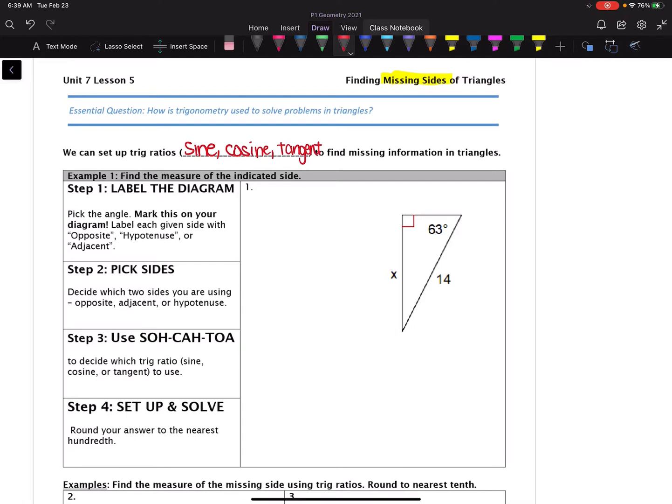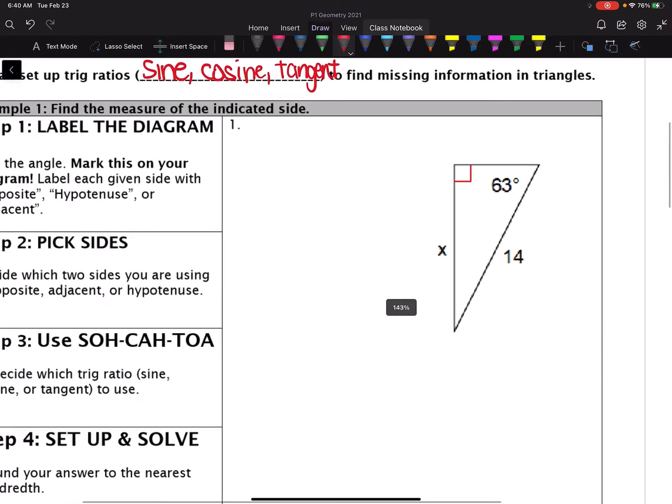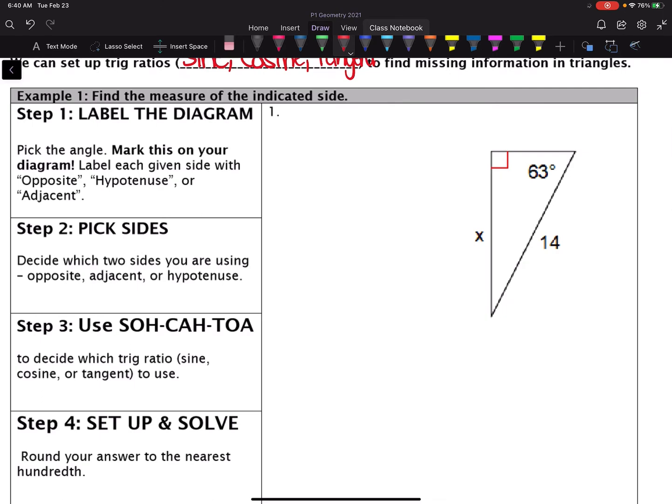So we've got four main steps here when we're given a triangle with some missing side lengths that we want to find. Our first step is always to label our diagram, which means that we want to mark off the angle that we are going to use, as well as those opposite, hypotenuse, and adjacent sides. So in my example here, I've got a triangle with an angle marked off with 63 degrees. I've got one side length of x, which we're trying to solve for, and another side marked off as 14.